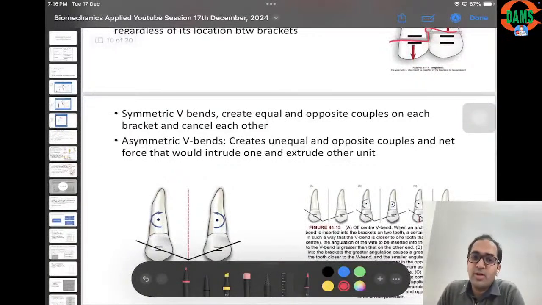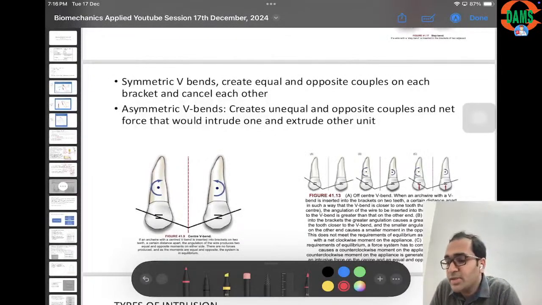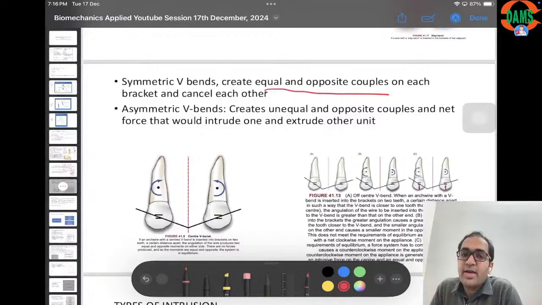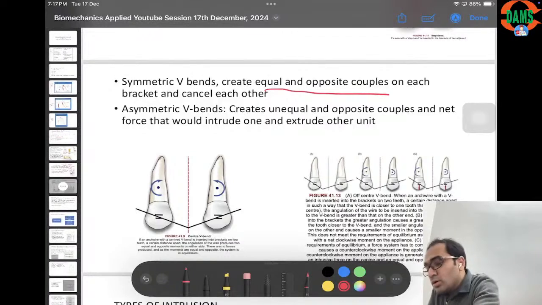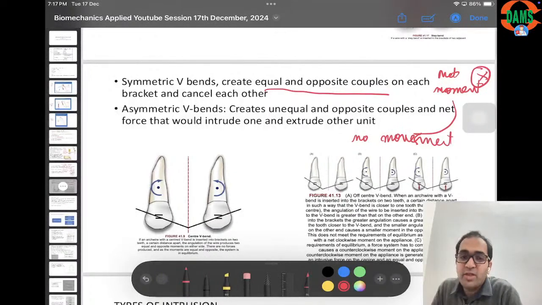Next comes the symmetric V bends. In symmetric V bends, what will happen? The tip of the V is between the two teeth at an equal distance. So it will create equal and opposite couples on each bracket which will cancel out each other. Since these couples are cancelling out each other, no net movement will be present, and as a result, there will be no movement which will occur. So everything will balance out each other. Okay, so this is the symmetric V bend.